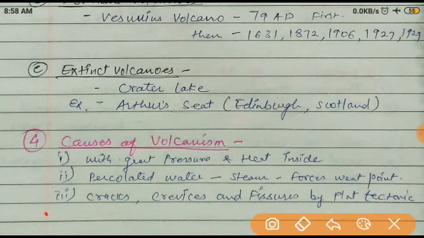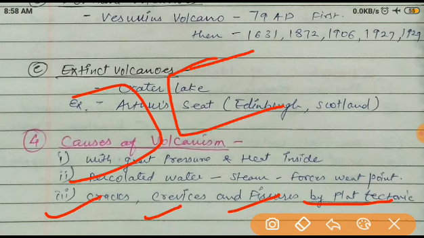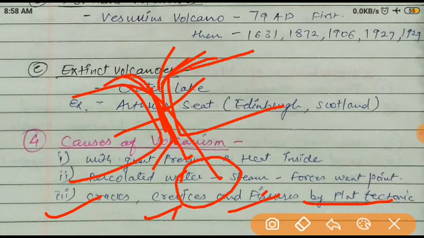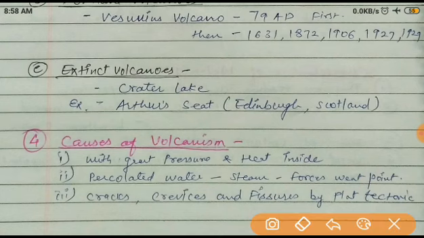The third reason is the cracks, crevices and fissures caused by plate tectonics. Now there are some plates inside that we have already discussed. So when there is movement of plates, if there are some cracks inside, because of these cracks, grooves or fissures, the magma gets a passage. This magma starts coming out from these imbalances or disturbances or the movement of plates. So basically these are the three causes by which a volcano can generate. First is pressure or heat, second is percolated water, and third is the tectonic plates movement. I hope this is also clear.